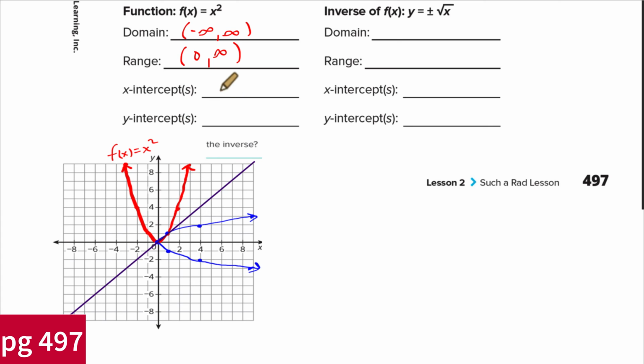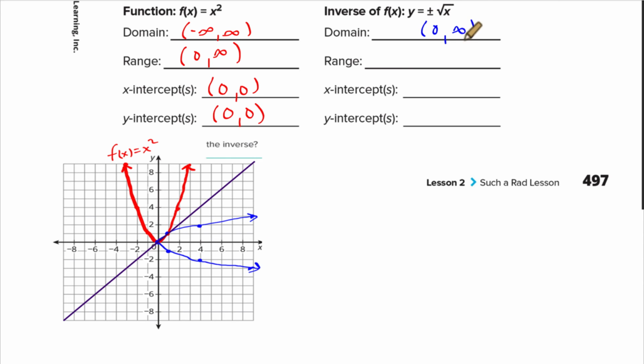The x-intercept, well, that's (0, 0). I'll just write it as a point. And the y-intercept, guess what? (0, 0). Now, when we look at the blue graph, which is the inverse, it's a little bit tricky. The domain starts here at 0 and goes to infinity. So hopefully you had 0 to infinity. The range, though, goes up forever and down forever, so that is negative infinity to positive infinity. The x-intercept is still (0, 0), and the y-intercept likewise is also (0, 0).